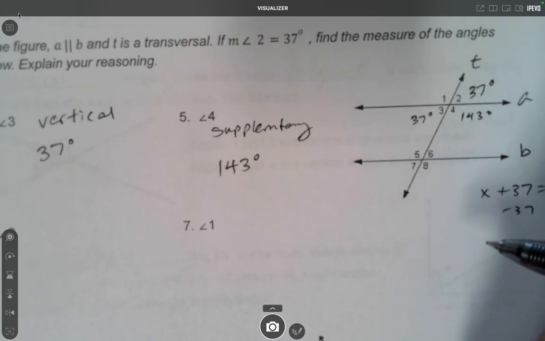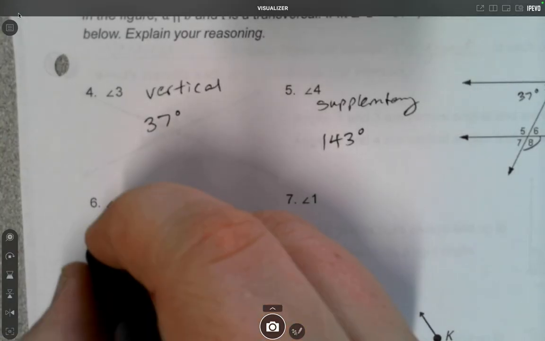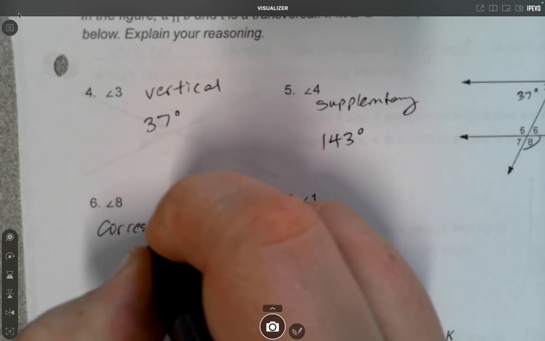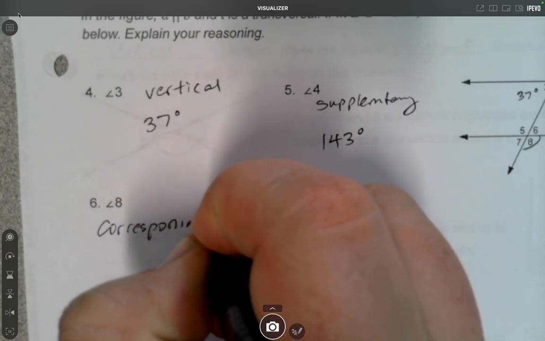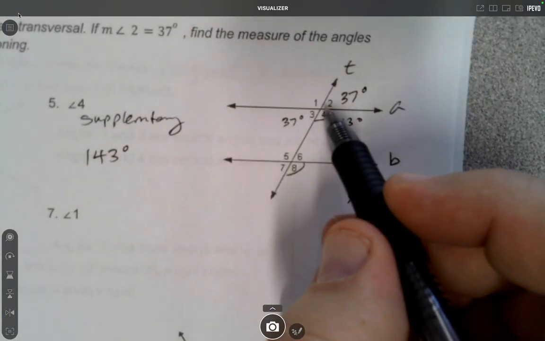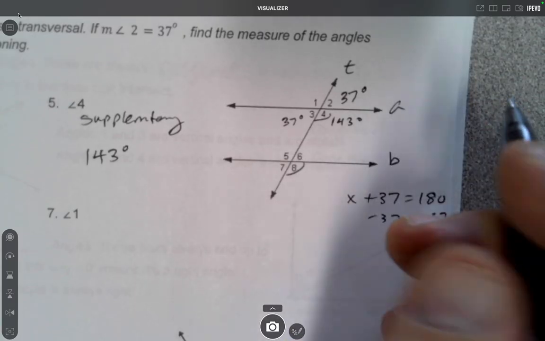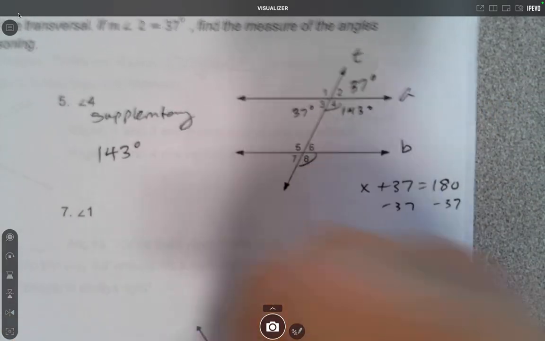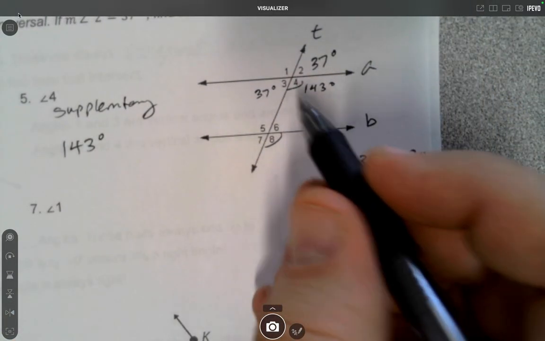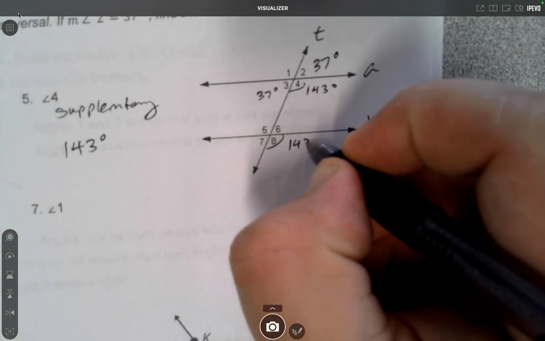So angle 8, that's in the lower right part of the angles down here, lower right, and so is angle 4, the 143. So angle 4 and angle 8 right here are corresponding to each other because they're both in the same location in these groups of 4. And we know corresponding angles are congruent. So if this one's 143 degrees, then this one is also 143 degrees.